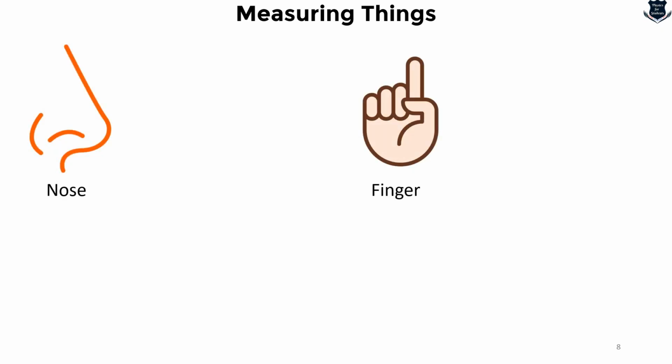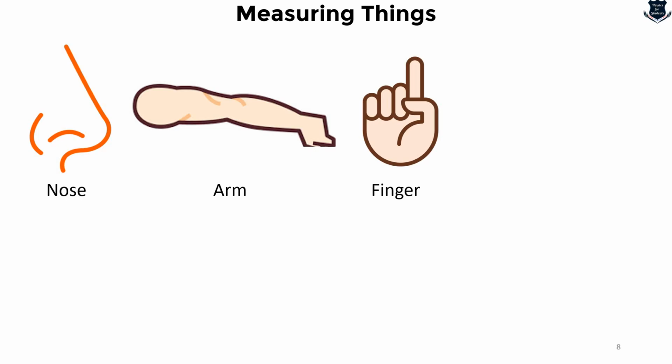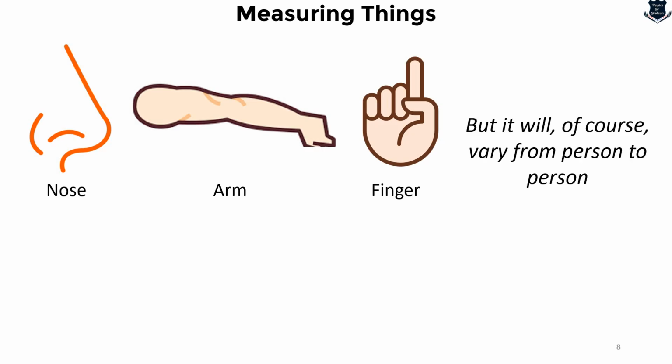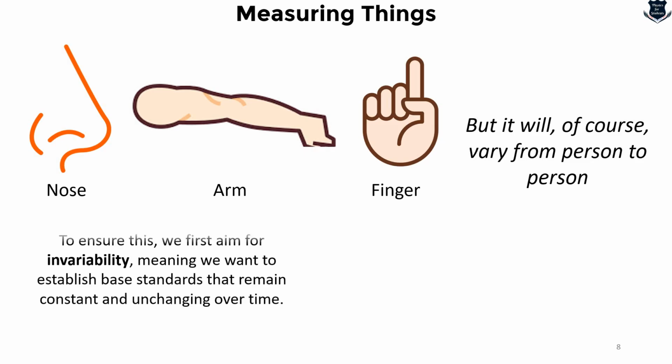Now, for example, if we define the length standard as the distance between one's nose and the index finger of an outstretched arm, we certainly have an accessible standard. But the problem is that it will vary from person to person. So the demand for precision in science and engineering pushes us to aim for invariability, meaning we want the base standard to remain constant and unchanging over time.